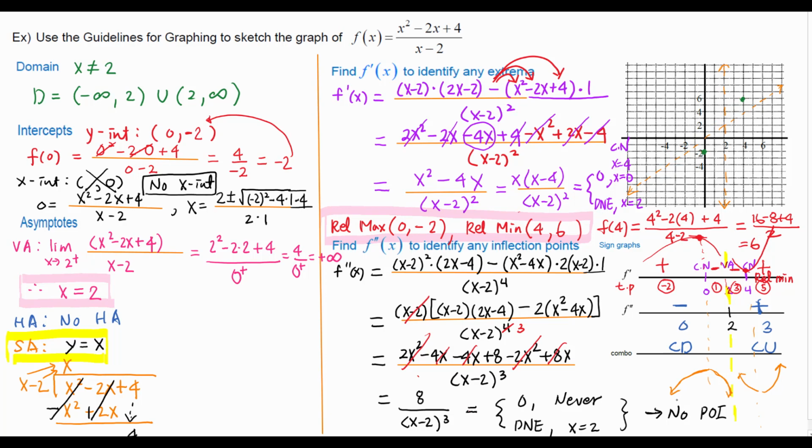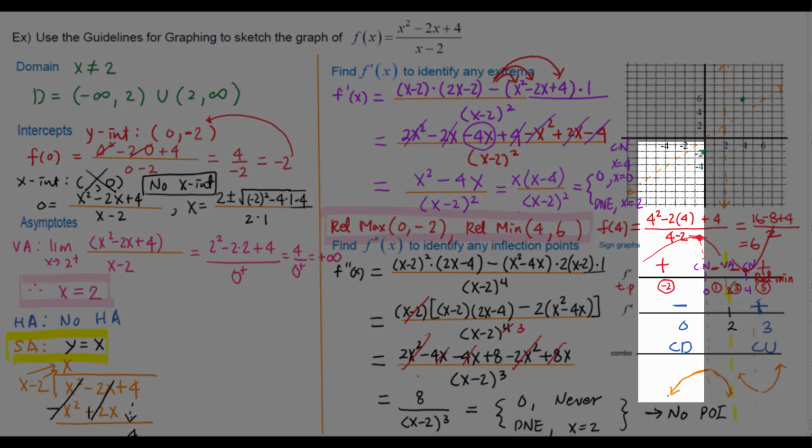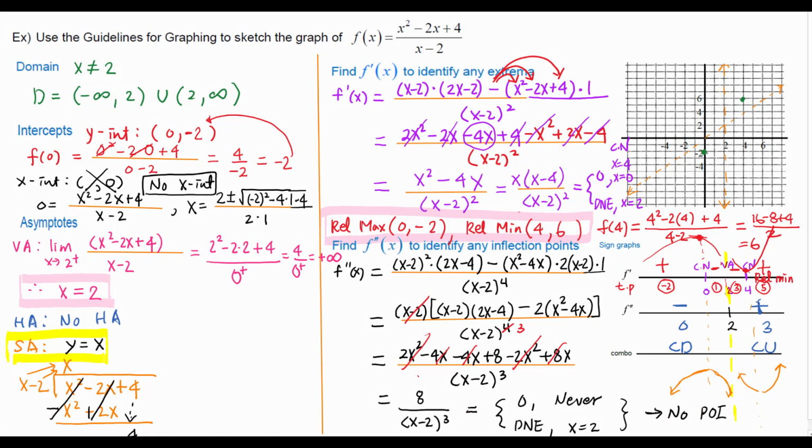Now, we're gonna shape the graph from negative infinity to 0. I have an increasing graph that is concave down and having y equals x as my asymptote, and from 0 to 2, my graph will be decreasing and it's concave down. And 0, negative 2 is my relative maximum, so that has to be the highest point of my graph. So my graph will look like that.